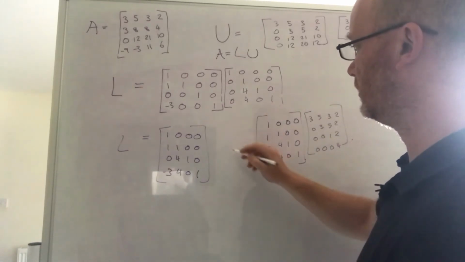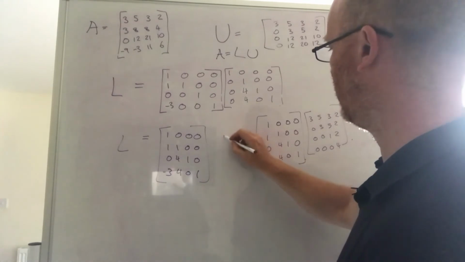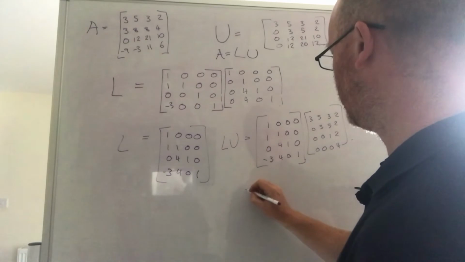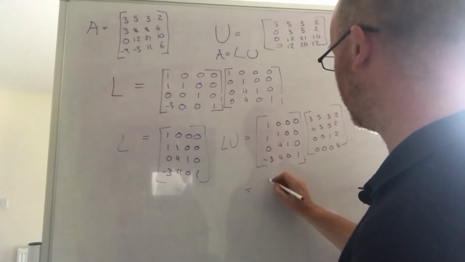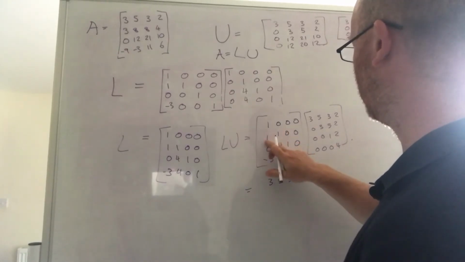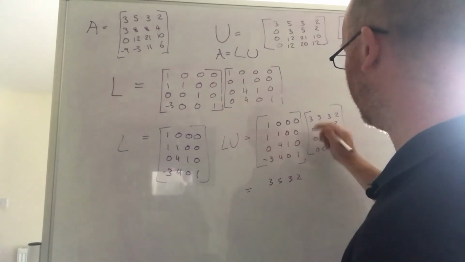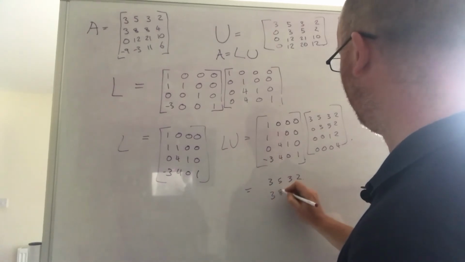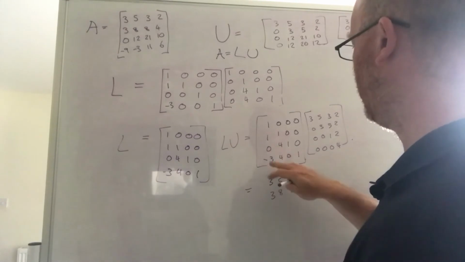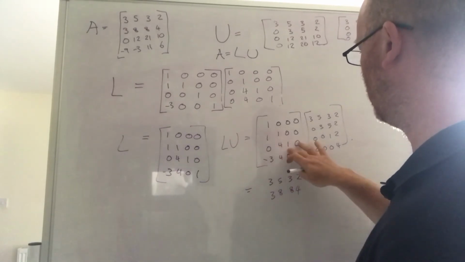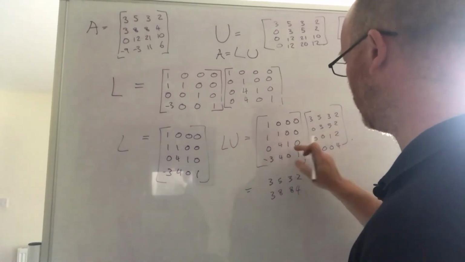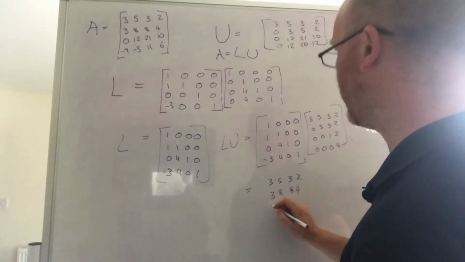Okay, so LU is equal to that. So let's see what it's equal to. That's the first row as it is, 3 5 3 2. We take 1 times the first row plus 1 times the second row. We're just going to add these together, so it's going to give us 3 8 8 4. Awesome. We're then going to take 4 times the second row plus the third row, sorry. 4 times the second row plus the third row. So it's going to give us 12.